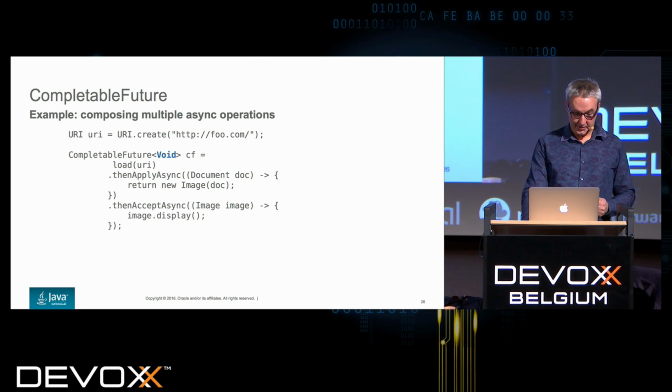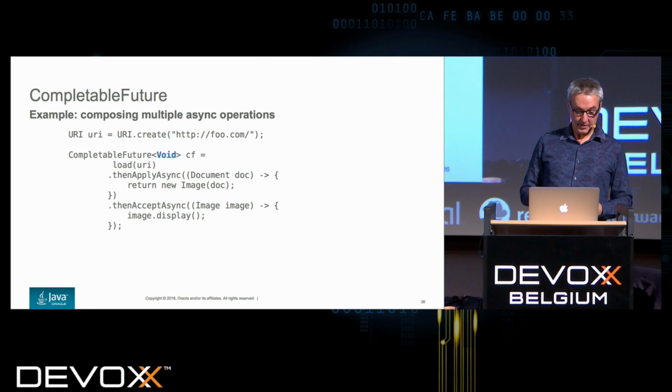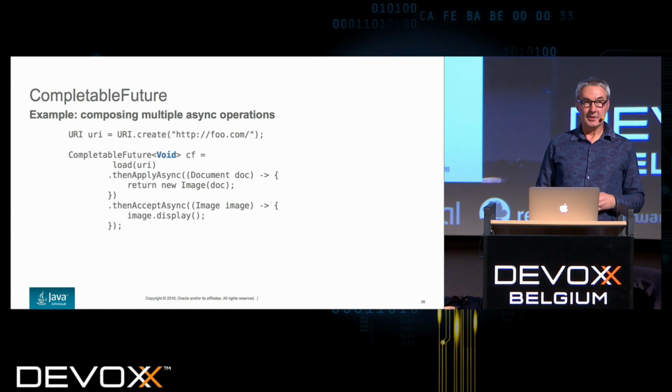So let's then add a third stage. In this case, the input to the third stage is the output of the second stage, which was an image. And we simply display the image that we have received. There's no return value, so the aggregated result of all of this is a completable future of void. So you can see here that it's possible to combine multiple asynchronous operations to create some kind of higher level abstraction that maybe hides some of the details that you're not interested in.